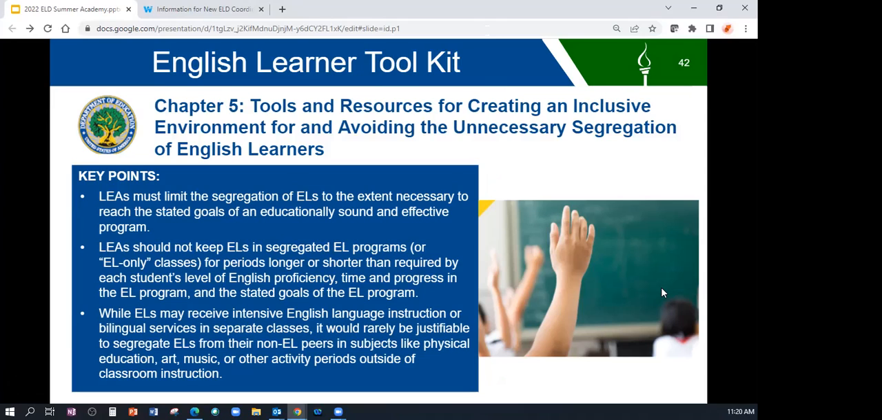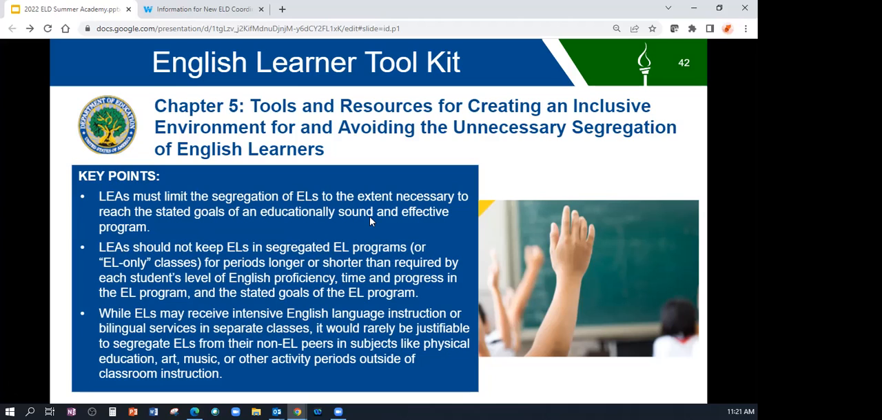All right, chapter 5 covers tools and resources for creating an inclusive environment, and that deals with unnecessary segregation. Local education agencies cannot segregate English learners beyond what is necessary to reach state goals. They should not keep ELs segregated in English-only classes for longer periods than are necessary to gain proficiency.